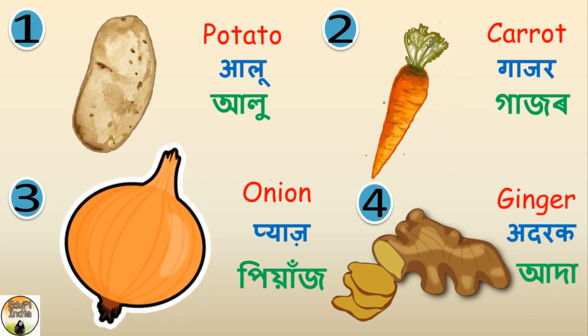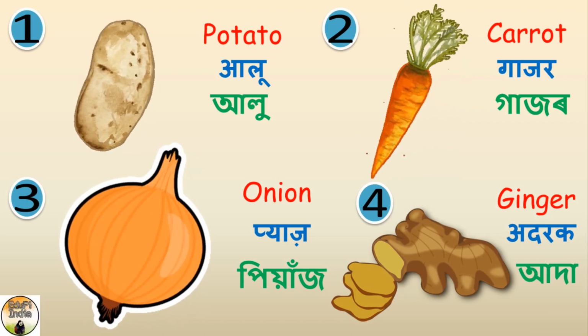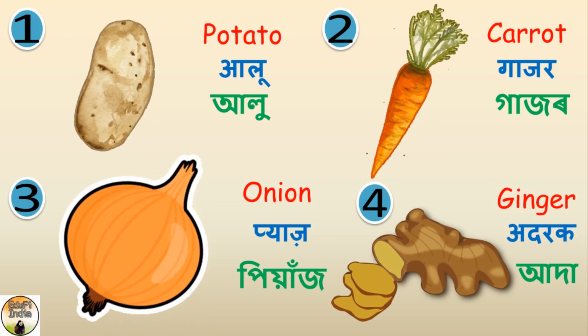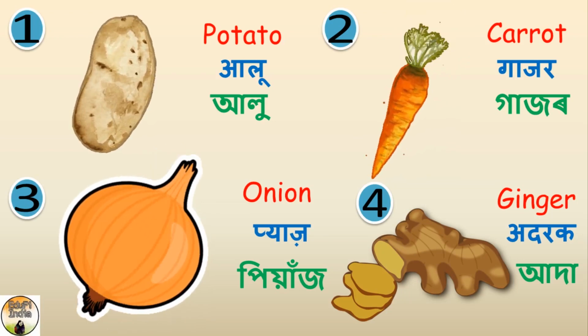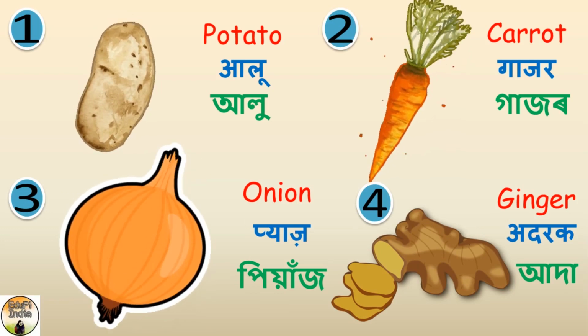Now friends, you can write their names in your own language also. There are many more vegetables that have to be pulled out from the earth like beetroot, radish, garlic, sweet potato, turnip, etc. So you can choose any 4 such vegetables.